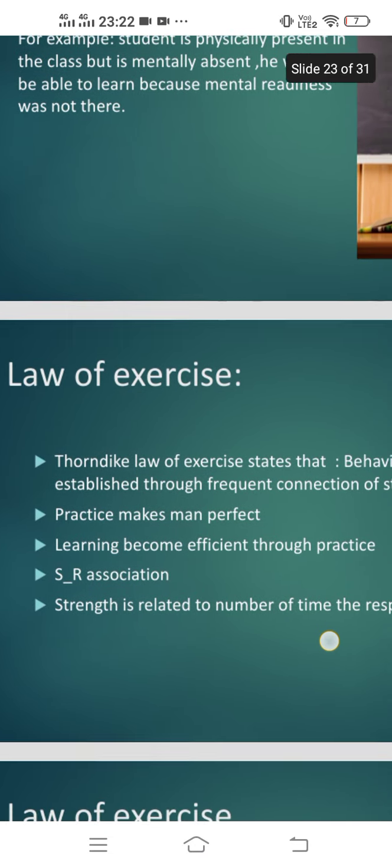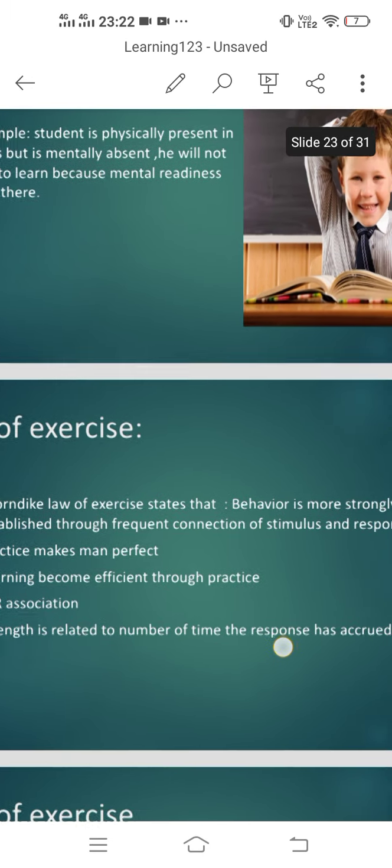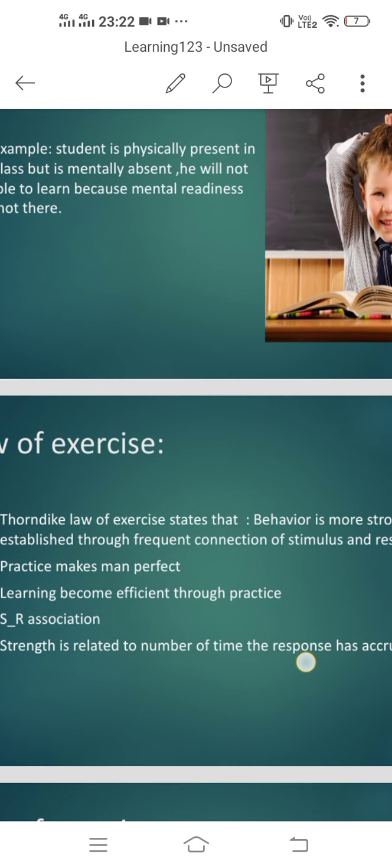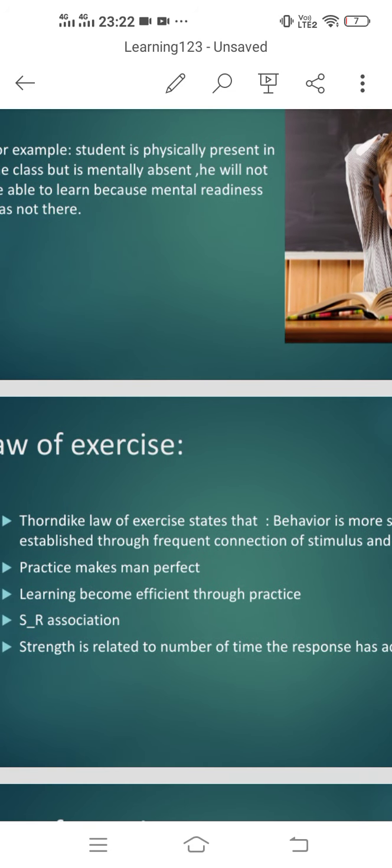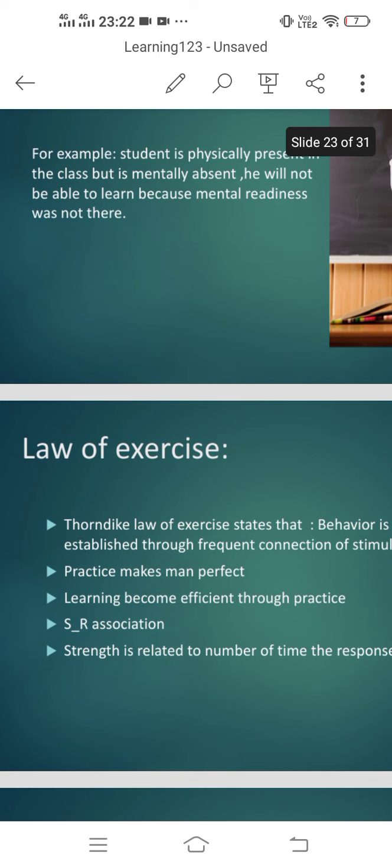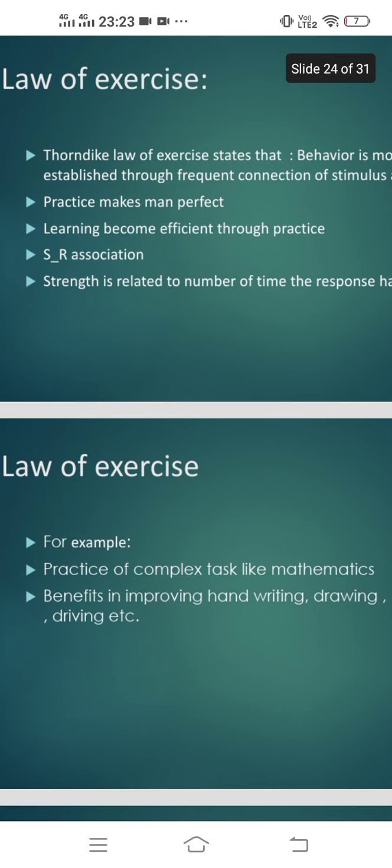Next is the law of exercise. This law says that behavior is more strongly established through frequent connection of stimulus and response. It means that if there is a greater relation between the stimuli and the response, and you practice the same thing again and again, you will become more efficient in it. This law also explains the SR association. For example, if you practice math sums again and again, with the passage of time you will become good in it.